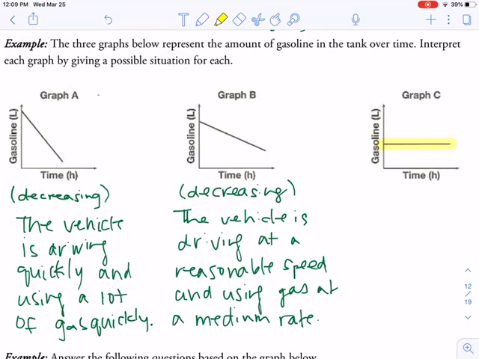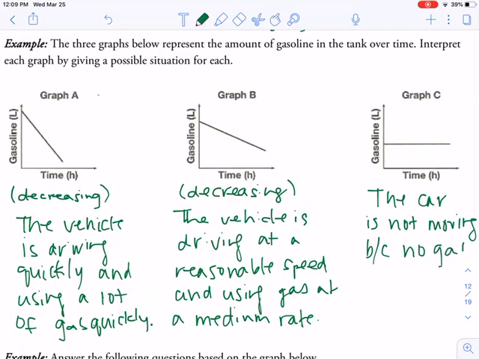And so because of that, the car can't actually be moving. If it was moving, then there would be gas being used up and you would have a decreasing line like B or A. But because that's not happening here, then we know that the car must be just sitting. It's not moving. And so we can say that the car or vehicle, whatever word you want to use, is not moving because no gas is being used. Okay, there we go. So that's that example.